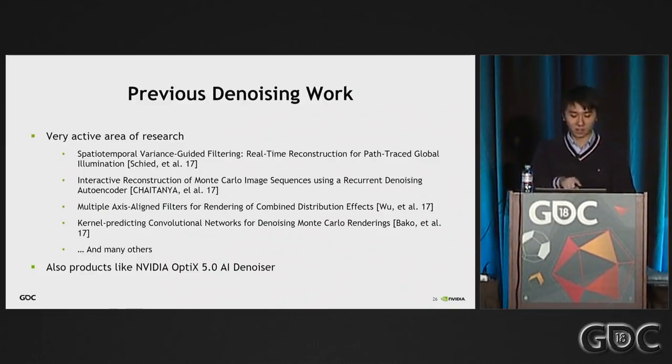In the work listed there, instead of using the neural network to directly filter the image, they use the neural network to predict the spatial filter kernel for each pixel and then apply the spatial filter over the image. And of course, there is also a large body of work that has not been mentioned here. On the production side, we also have really awesome products like the AI-based denoiser that we're currently shipping in OptiX 5.